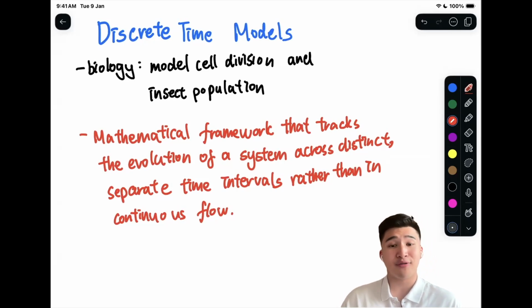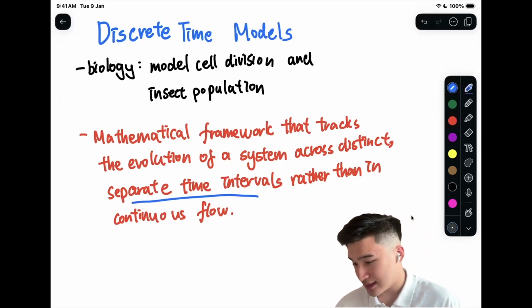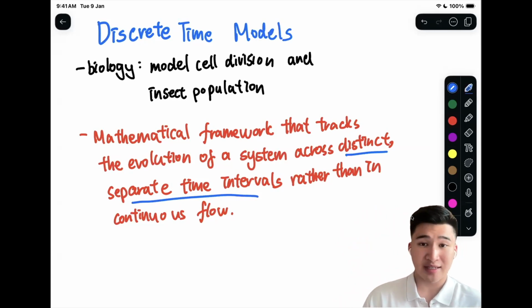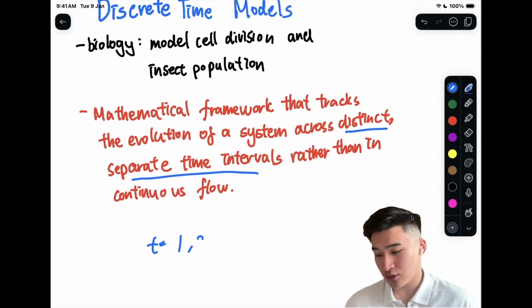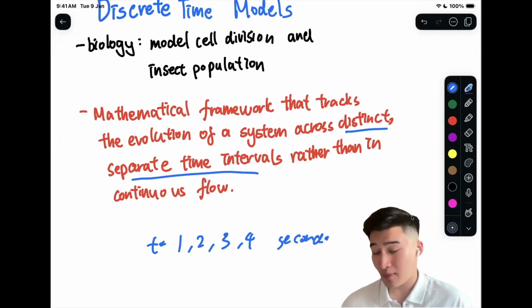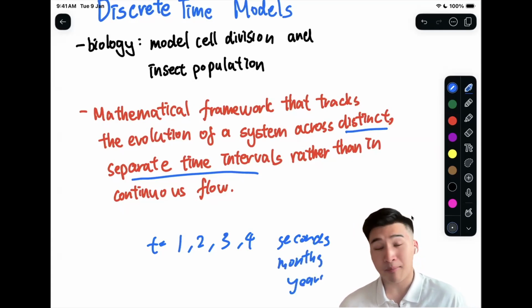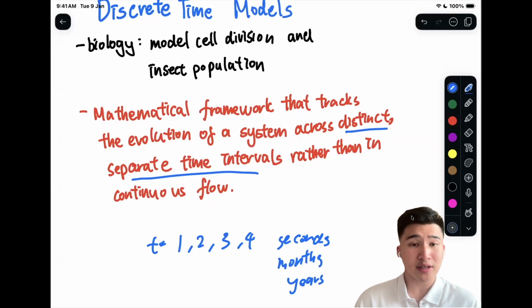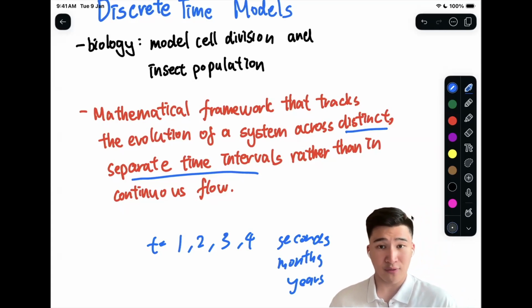It is a mathematical framework that tracks the evolution of a system across distinct, separate time intervals. And just so I can make a note here, distinct, separate time intervals just means that maybe you have time t equals 1, 2, 3, 4. It could be seconds, right? Or it could be months, or it could be years. So it really depends on the model, but the idea is that it tracks time periodically, as you can see, 1, 2, 3, 4 here.